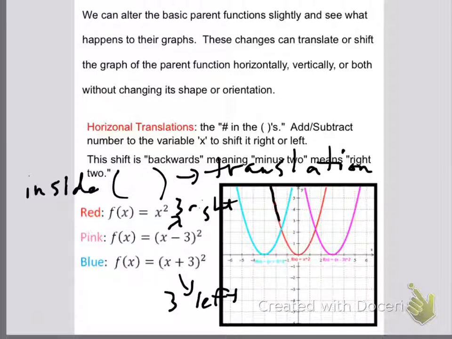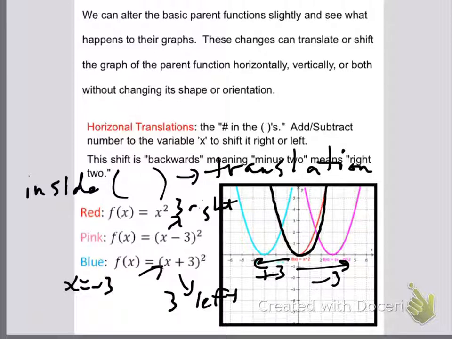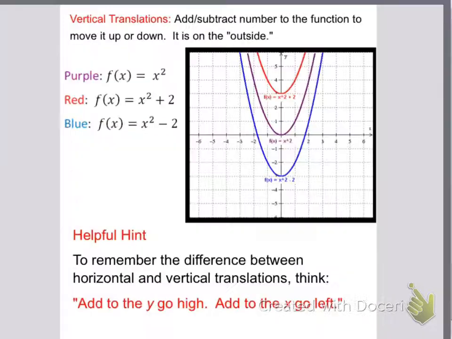So this is the parent graph in the middle, okay? This would be the minus 3, this would be the plus 3. I know that's opposite of how you would normally think of it, but think about it. If you put x equals negative 3 in here, negative 3 plus 3 is 0, 0 squared is 0. Points negative 3, 0. Here you go. Okay, that's the vertex. So inside the parentheses, we're talking translation, right or left.